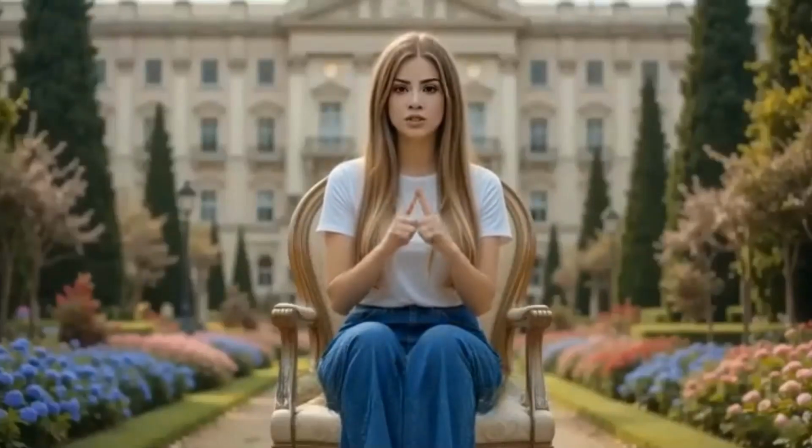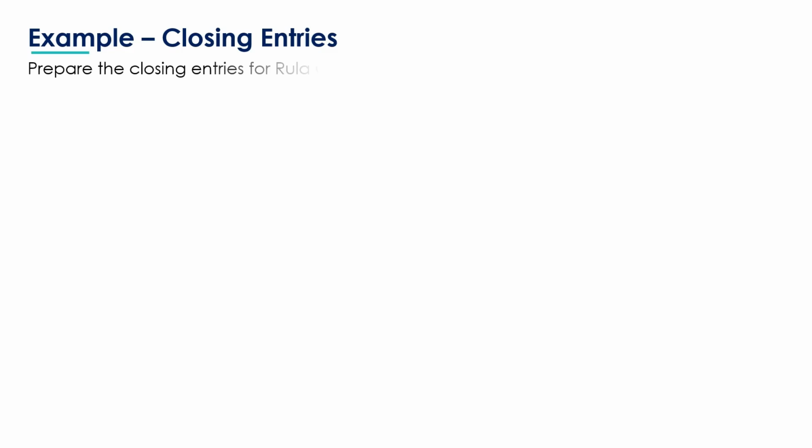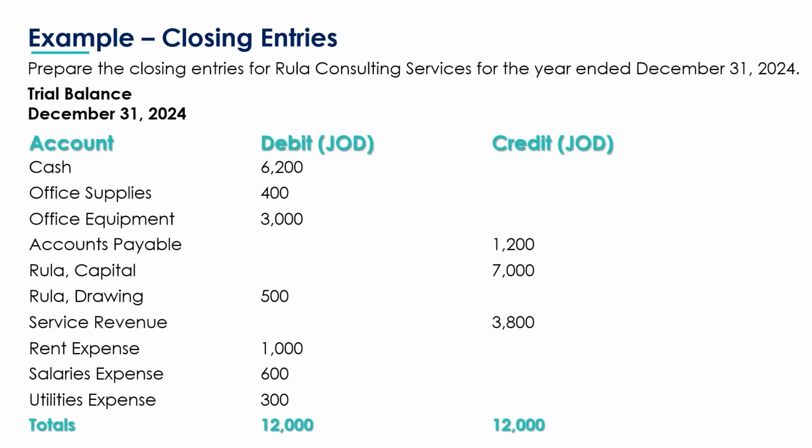Now, let's apply this rule to the trial balance of Rula Consulting Services and see how each entry is prepared step by step. Now, let's see how these ideas apply in a real accounting scenario. Here we have the trial balance of Rula Consulting Services as of December 31st, 2024. Now at this point, the company has completed all the necessary adjusting entries and prepared its financial statements. The next step is to close the books, in other words, to prepare the closing entries that will reset all temporary accounts for the new fiscal year.